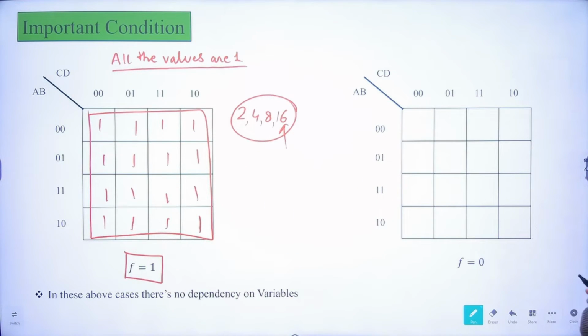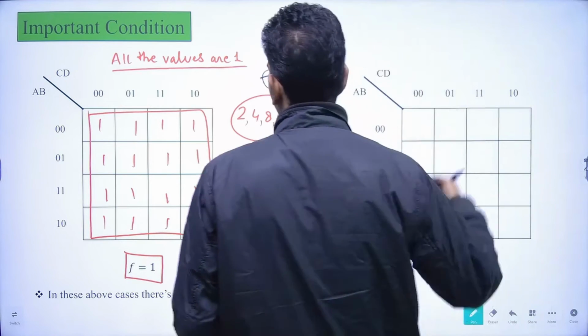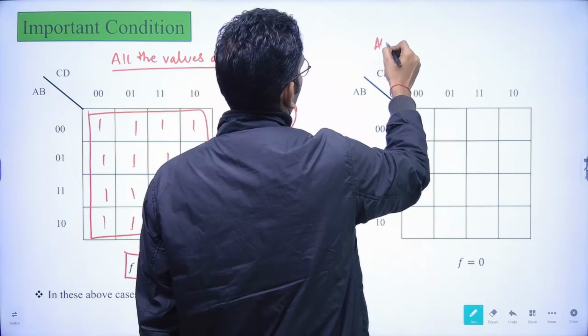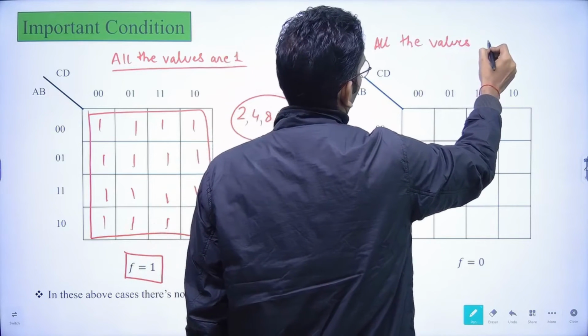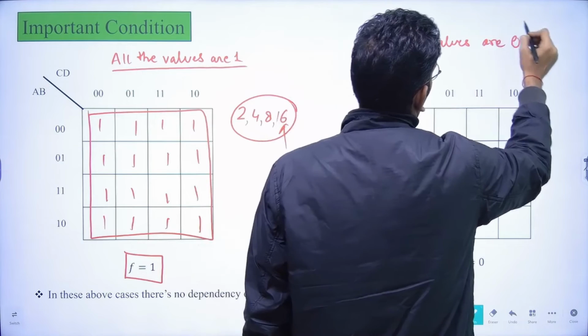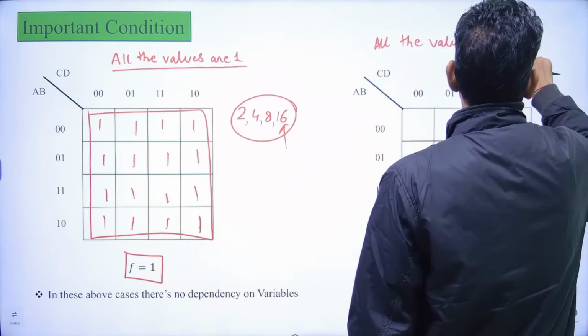Now just coming to the next K map. Suppose all the values are 0. Fine. Suppose all the values are 0.